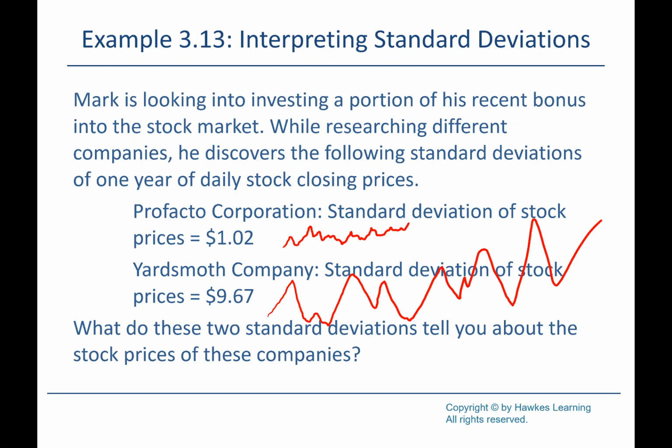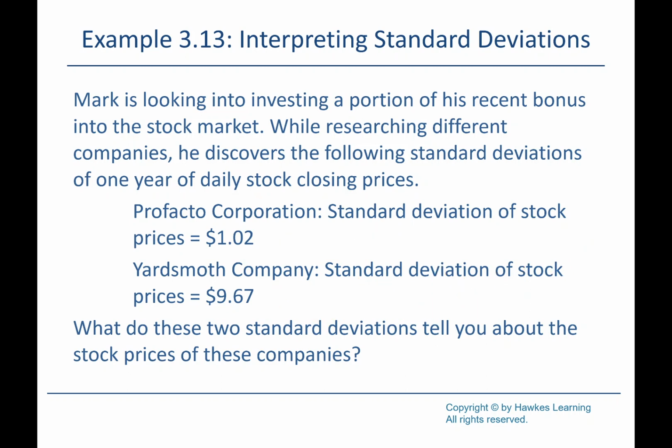So they could both be headed in the same direction. They could both be going up or both going down long term. But short term, Perfecto's less variable, Yardsmith's more variable. You could say Yardsmith's almost more volatile. So we've got a couple of questions to answer here. I'll get on the same page with you in a second.